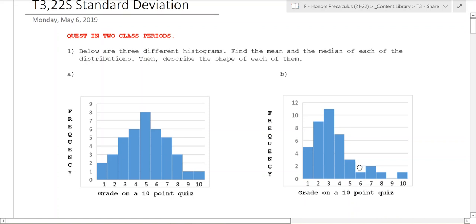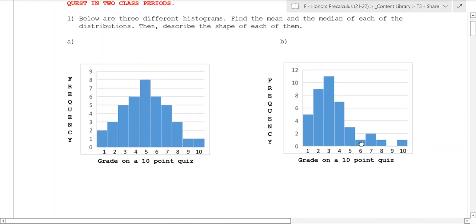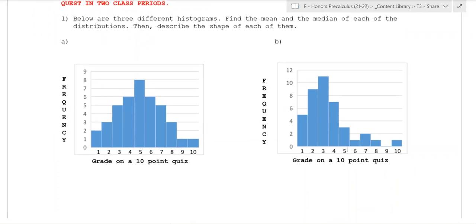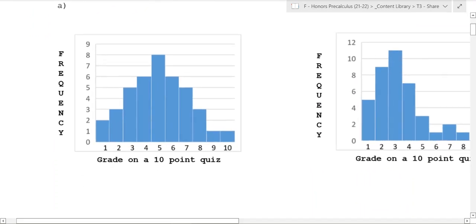Below are three different histograms. Find the mean and median for each of the distributions, then describe the shape of them. So the histograms tell you, on this one on the left, the grade on a 10-point scale, and there are 2 people that got a 1, and then there's 3 people that got a 2.